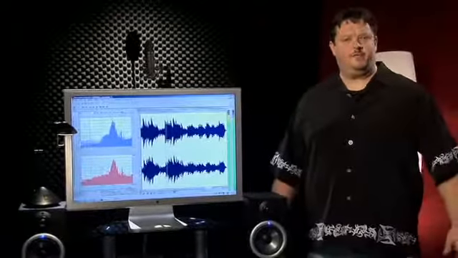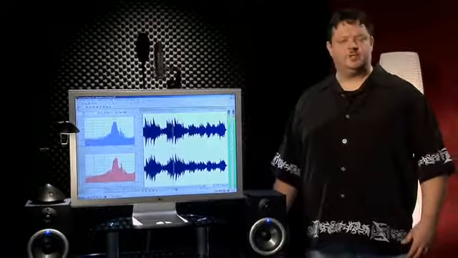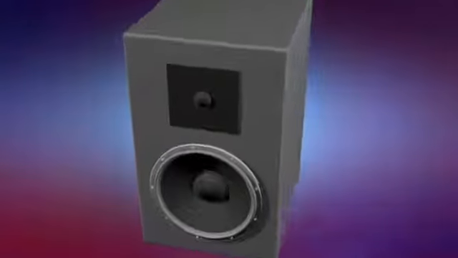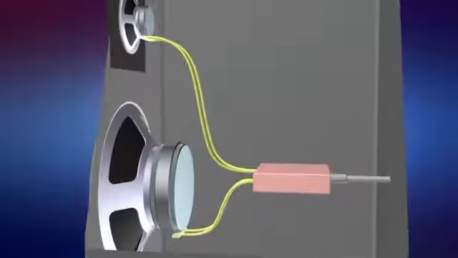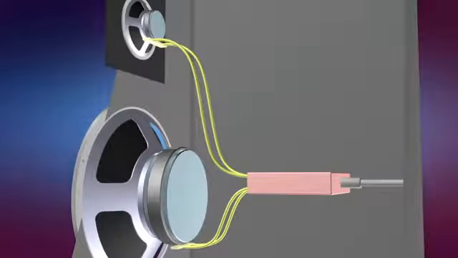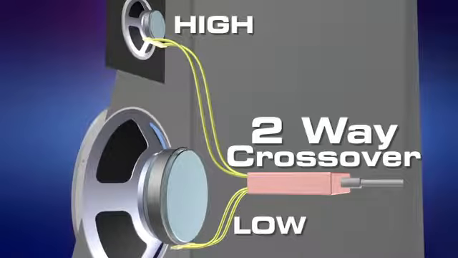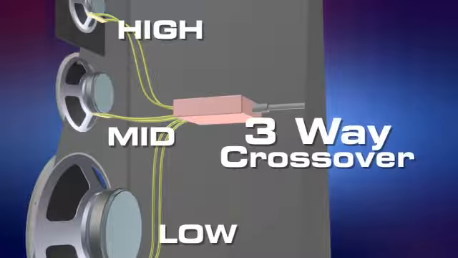There are a couple of other things you should consider as well before purchasing a set of monitors. Let's start with the difference between active and passive. Passive monitors typically consist of speakers in an enclosure. The signal going into each speaker will run through a crossover circuit that splits the signal into low and high frequency ranges in a two-way configuration, or low, mid, and high in a three-way configuration.